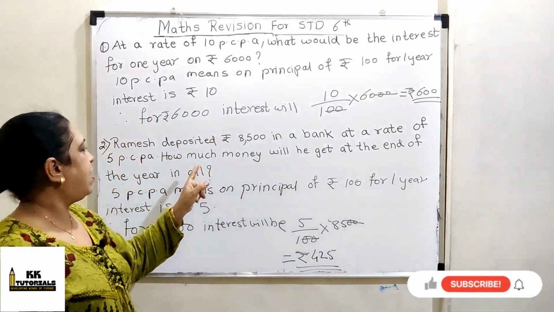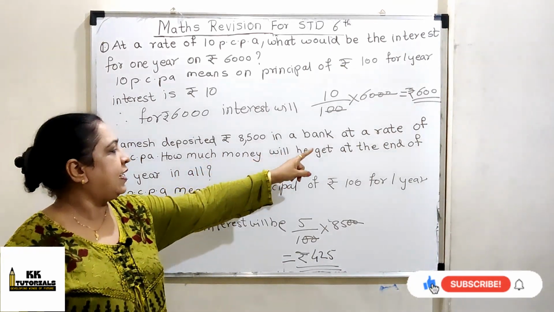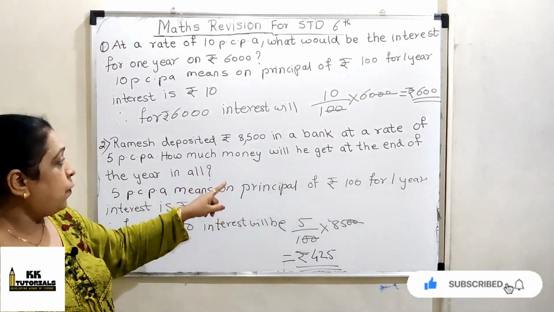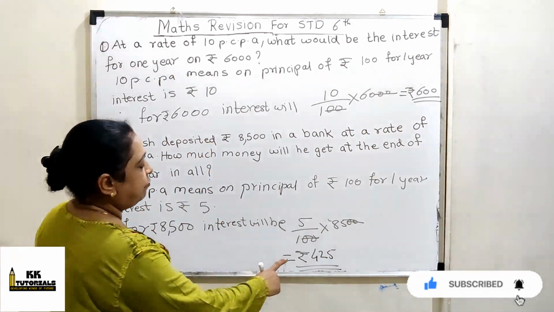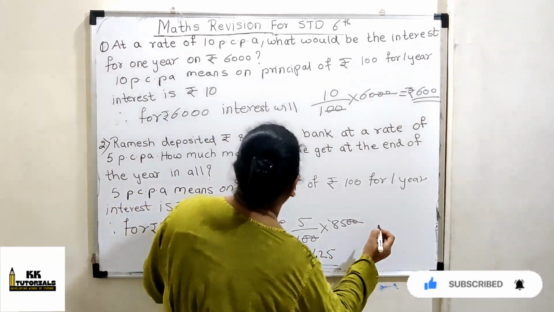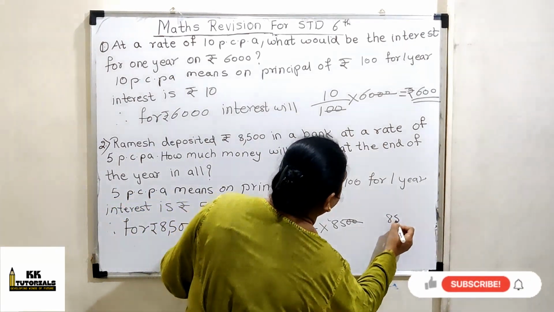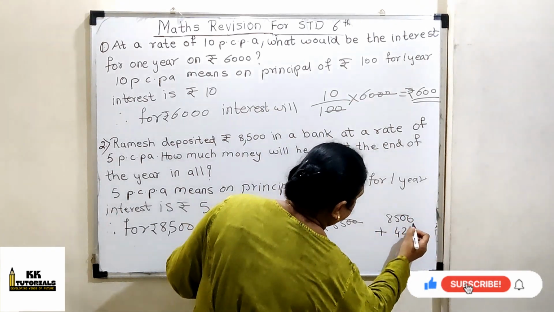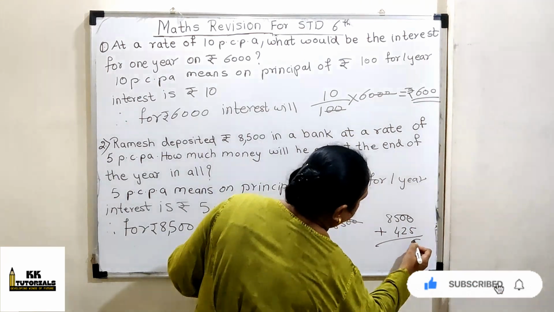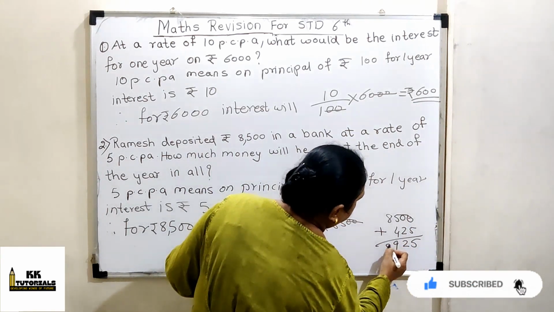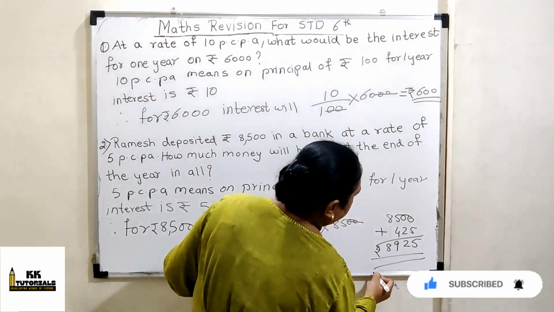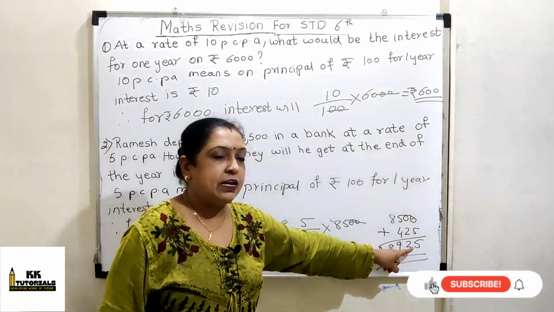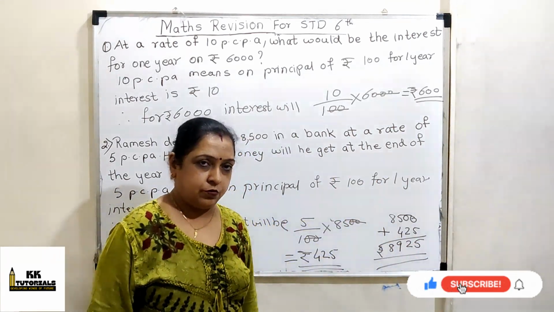Okay. They have asked how much money will he get at the end of the year in all. Now, he will get, I'll write over here, 8,500 plus 425. At the end of the year, he will get 8,925 rupees in all. Okay?